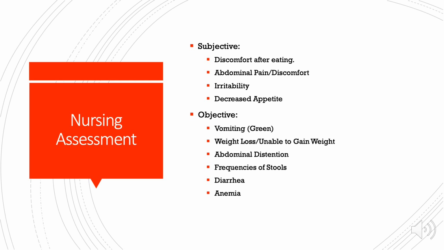You'll also have your objective ones. You can see the vomiting and the green tint to the vomiting, the weight loss, the increase in abdominal girth. Those things are your objective assessments.